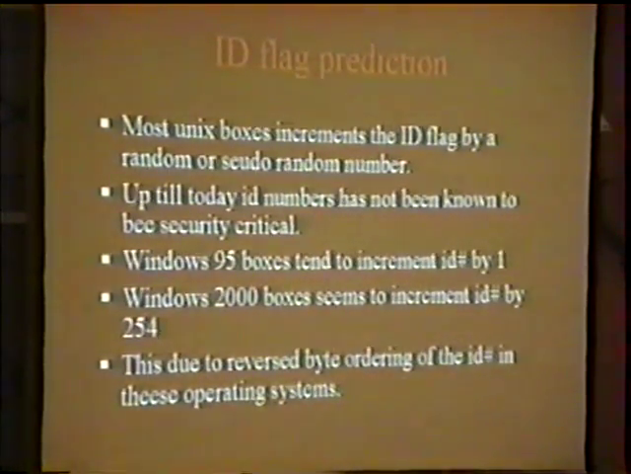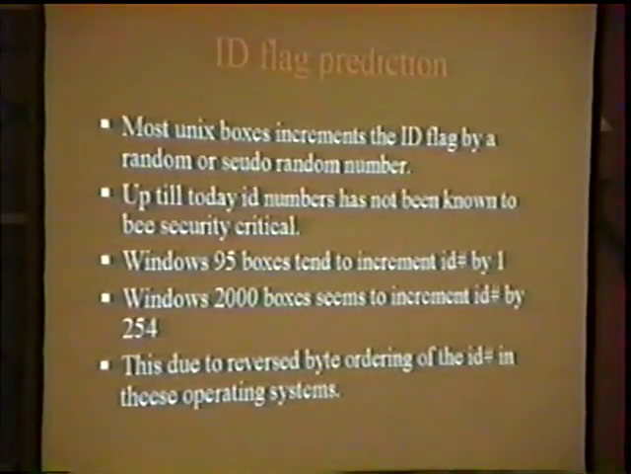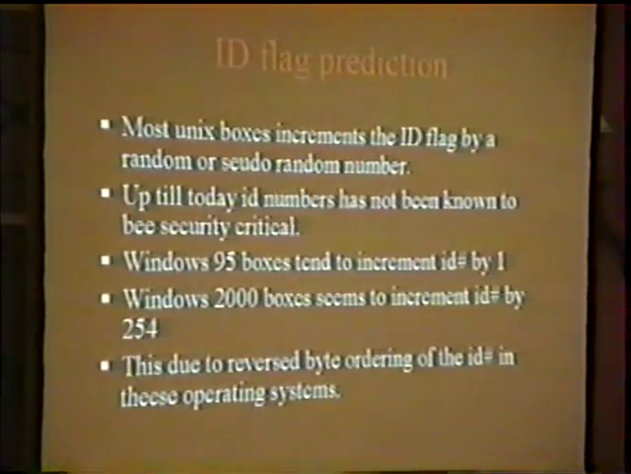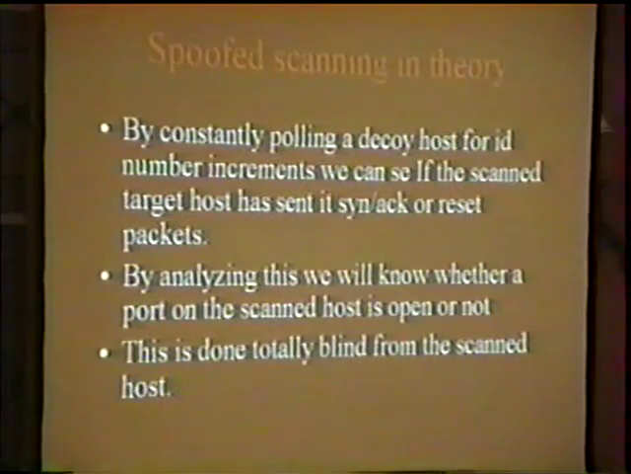But at least Windows 95 increases by 1, and Windows 2000 increments by 256, and this is due to a reversed byte order in the stacks, which I found when I started to dig into the code to see why it did different things. It's just a reverse byte order thing, so basically both are incrementing by 1.